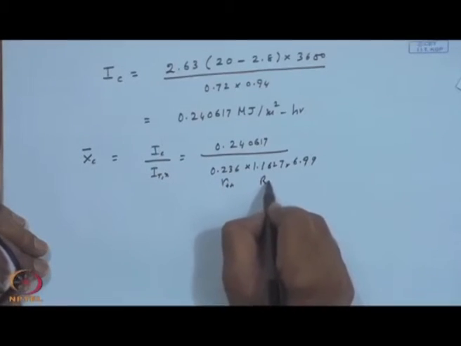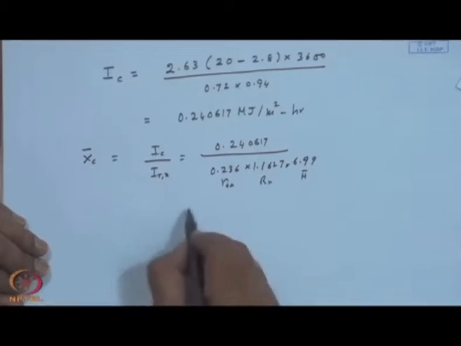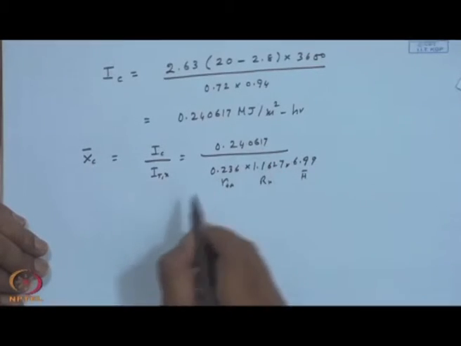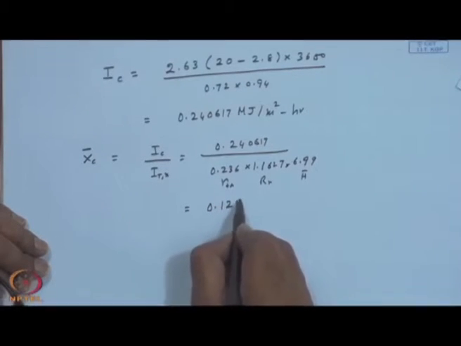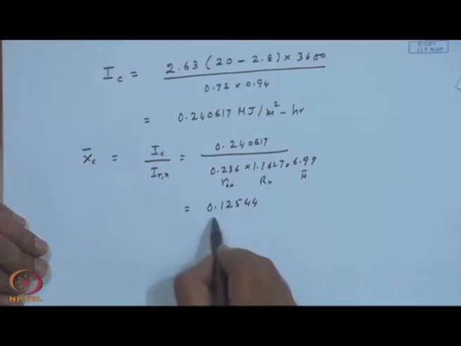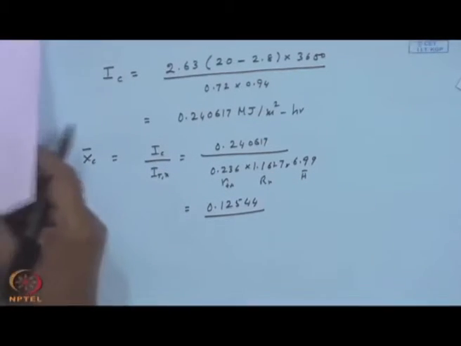Rn by H bar. Okay. So, this is in megajoules, this is also in megajoules, no problem. This is equal to 0.12544. So, this is another thing that we require in the phi bar f chart method.